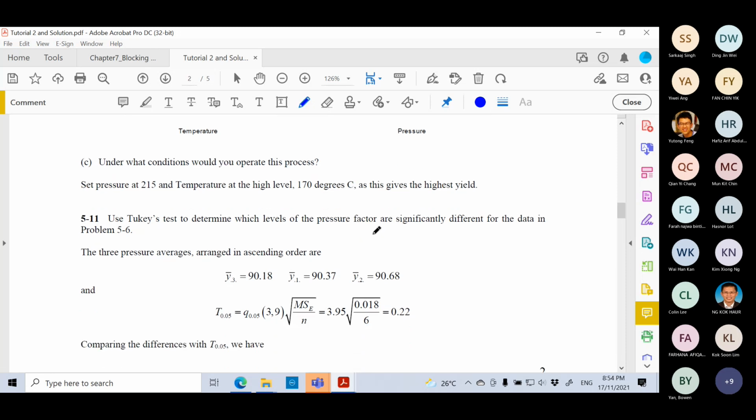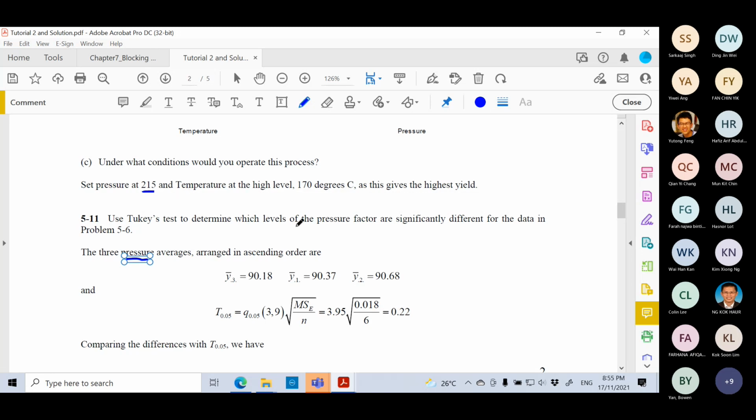And then over here, you can see that this one is the mean for the pressure, the mean for the three pressure levels. So the highest one is number 2. Number 2 here, for the pressure, is 215. Therefore, you can see that you take the pressure as 215.